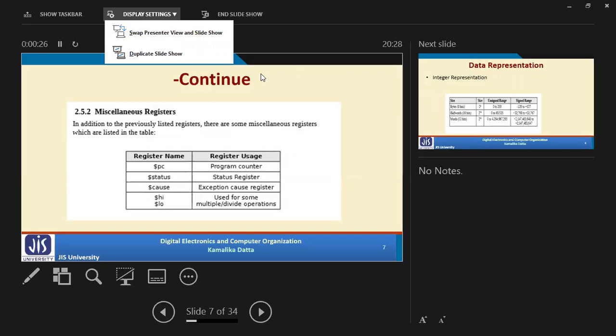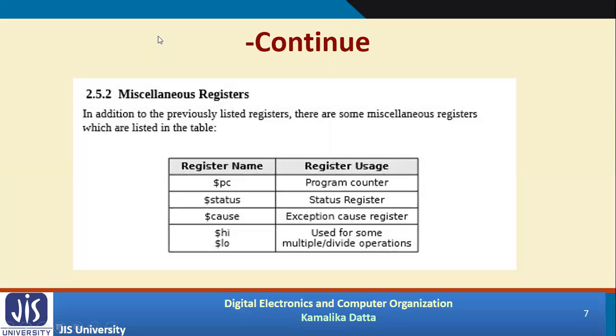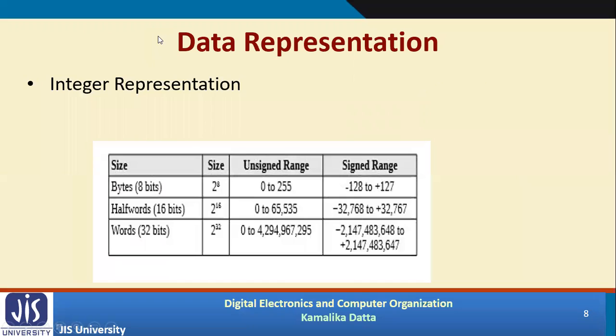Okay, so let me just swap the presenter view and let's move on. Now integer representation. For unsigned, the range for an 8-bit is from 0 to 255, and for signed the range is -128 to 127, and so on and so forth for half word and word. Word is 32-bit and half word is 16-bit. You can use all these things in QtSPIM.